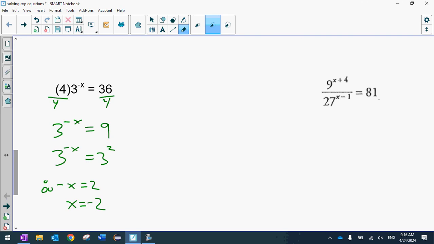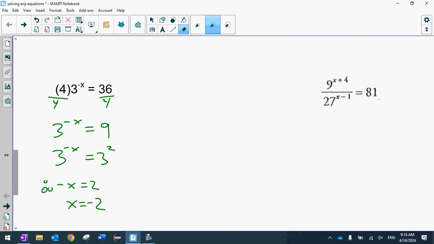All right, now this one, here we got a little bit more work. Okay, I've got 9 to the power of x plus 4 divided by 27 to the power of x minus 1 equals 81. But thankfully, these are all nicely chosen problems, because what do you know about 9, 27, and 81? They're powers of 3.